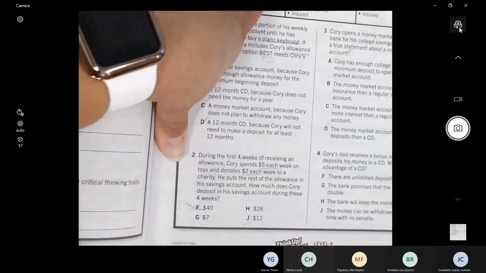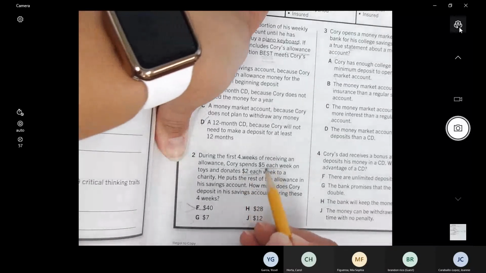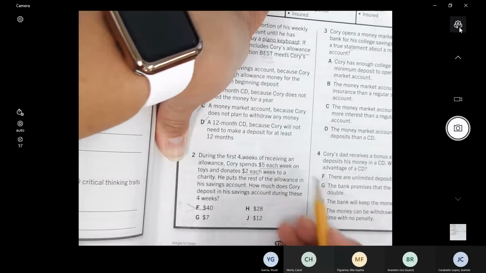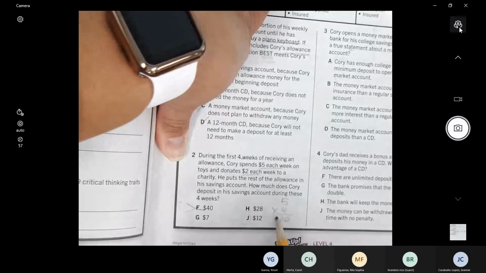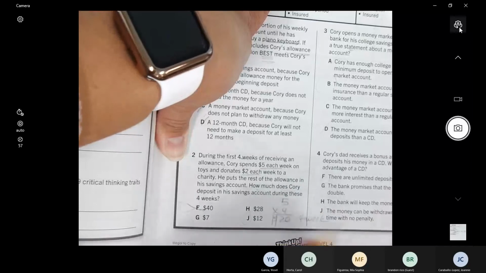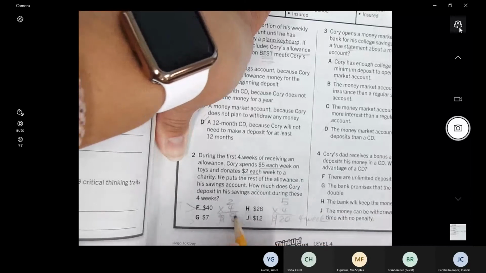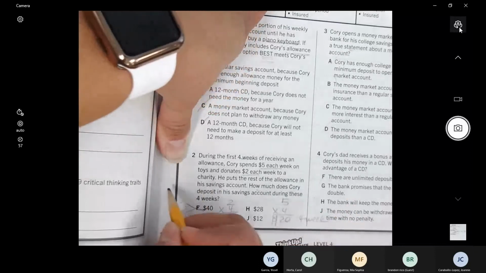Because it never said to add. I have to first calculate how much money he's spending each week. He spent $5 each week for 4 weeks, so I'm going to multiply 5 times 4, which gives me 20. So he spent $20 in 4 weeks. And then he donated $2 for 4 weeks, and that's $8, right? So now I know that 20 plus 8 is what?